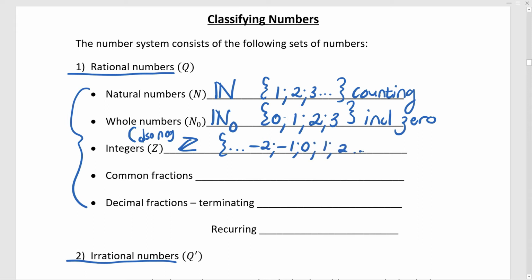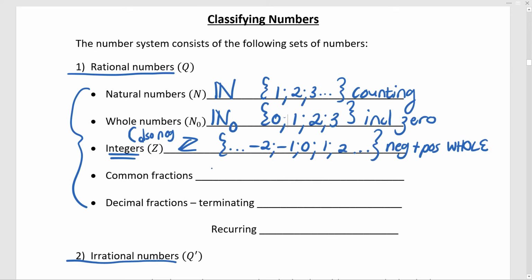The important part is that it is negative and positive whole numbers. So, for example, negative 2.5 is not an integer. It's negative, but it's not an integer. Common fractions you've been dealing with since, I think, grade 3 onwards.